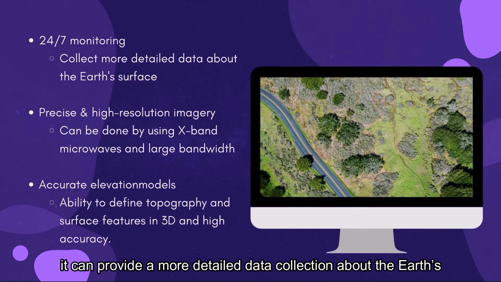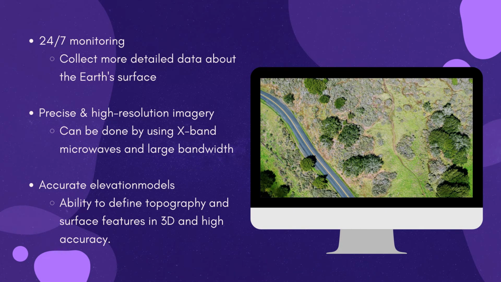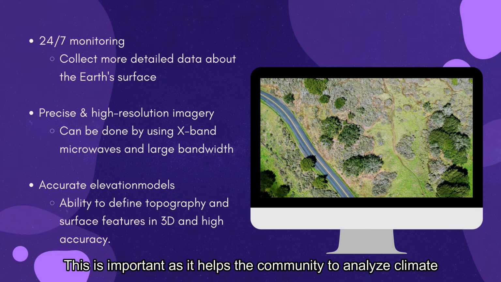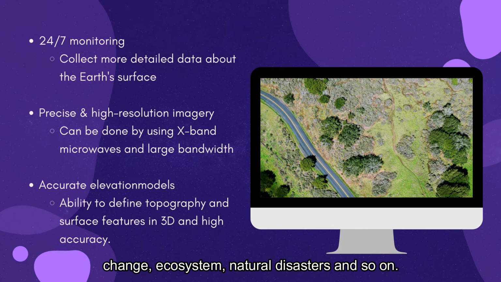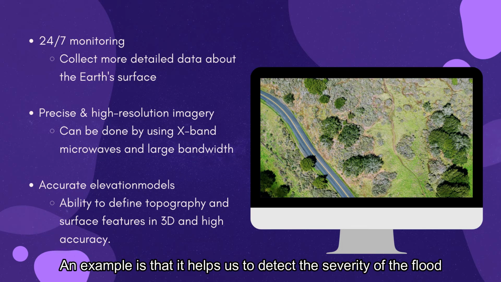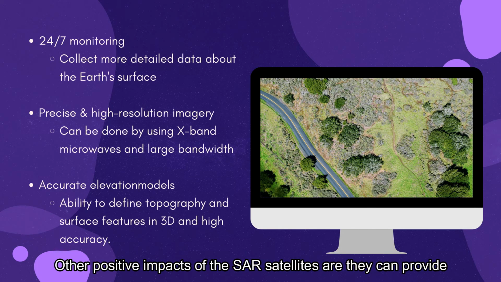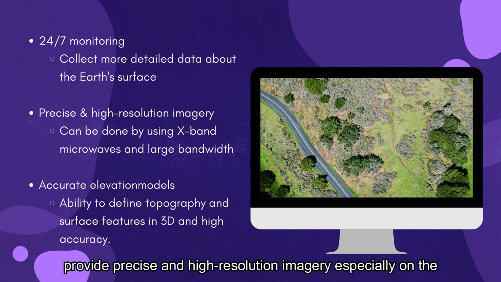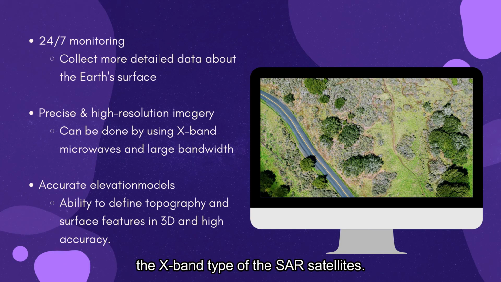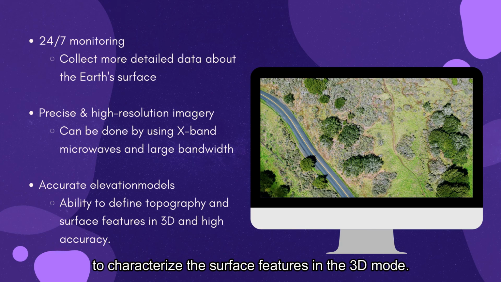The most common feature of SAR satellites is that they can provide more detailed data collection about the Earth's surface due to their 24/7 monitoring systems. This is important as it helps the community to analyze climate change, ecosystems, natural disasters, and so on. An example is that it helps us to detect the severity of a flood by exploring the differences in surface reflections. Other positive impacts of SAR satellites are that they can provide precise and high-resolution imagery, especially the X-band type of SAR satellites. They also provide accurate elevation models to characterize the surface features in 3D mode.